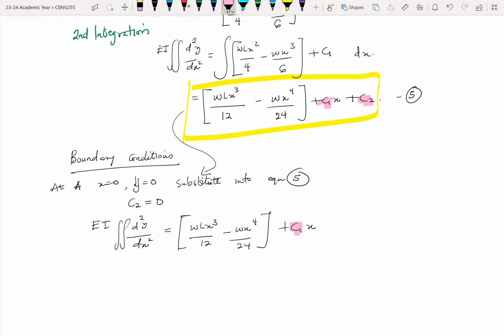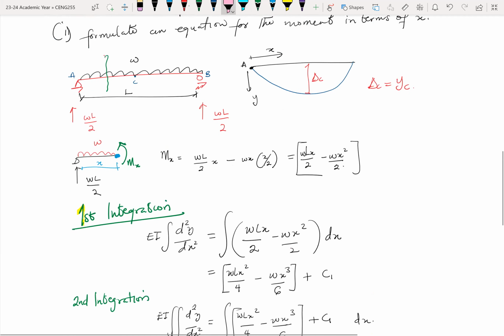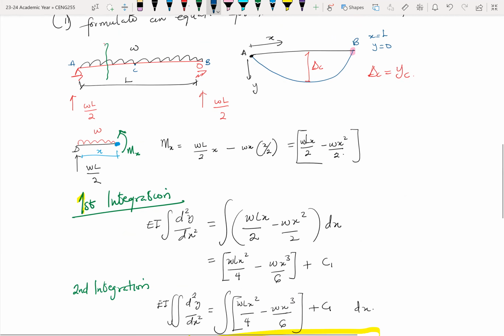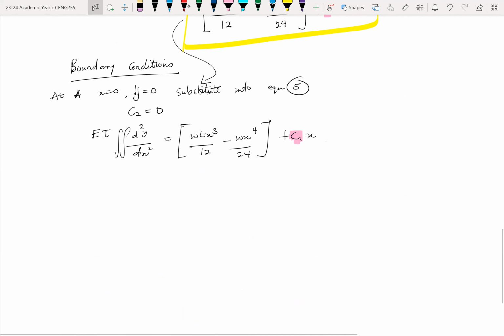So to do that, we come up with another boundary condition, which would be at B. At B over here, at that point, your x is now equal to the length of the line, and your y, again, at this point is 0. So with these boundary conditions, you state here that at B, x is equal to L, and y is still equal to 0.